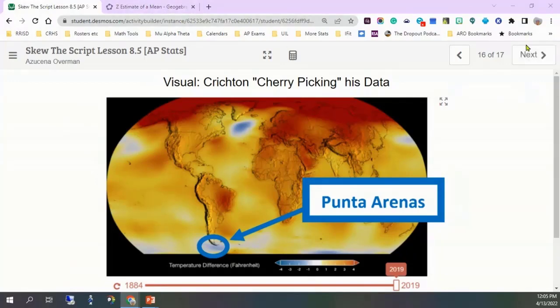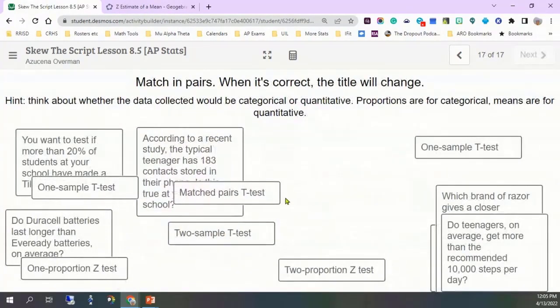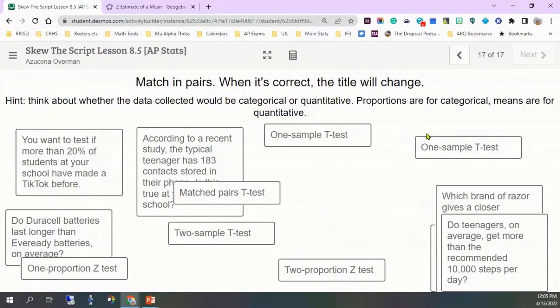So last but not least, you guys have been awesome. So when it's correct, the title will change. So do you think the data collected, oh, this is great practice for your test, all right? 2 proportions is when we have 2 samples, and 1 proportion is when we have 1 sample. So I'll walk you through it. We got a 1 sample t-test. Oh, 2 1 sample t-tests.